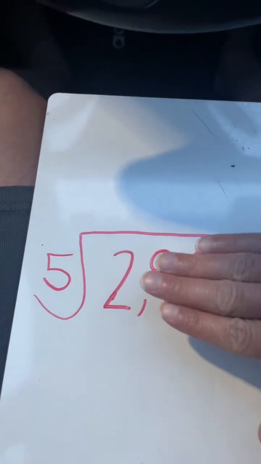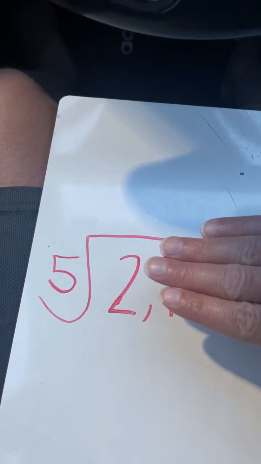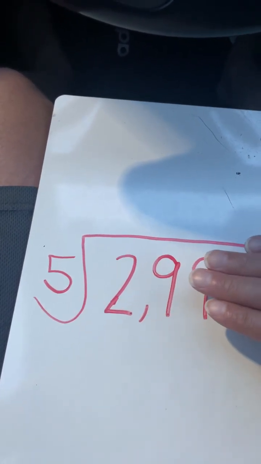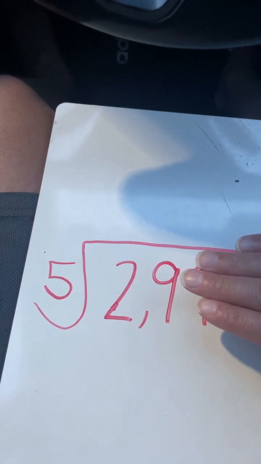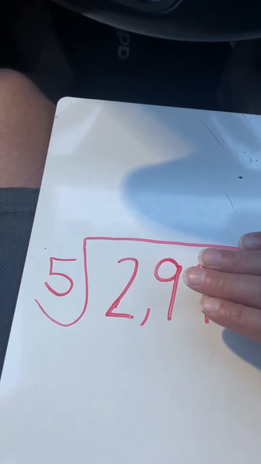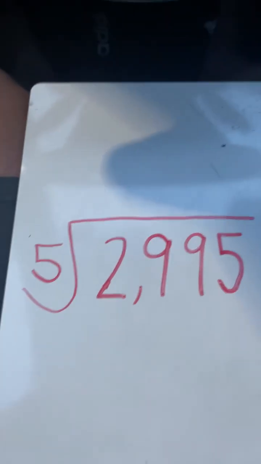So 5 is bigger than 2, so we cannot do 2 divided by 5. 29 is bigger than 5, so we can start with 29 divided by 5. So we want to figure out how many groups of 5 go into 29.